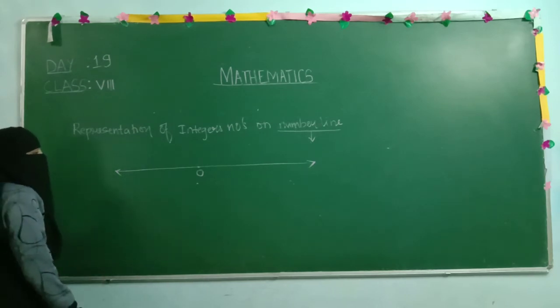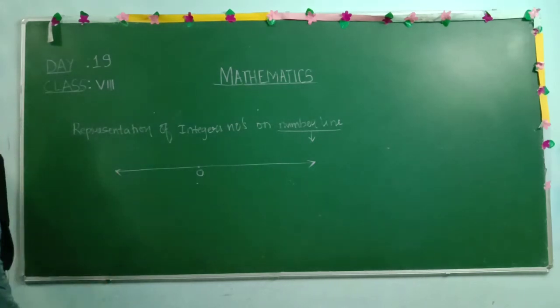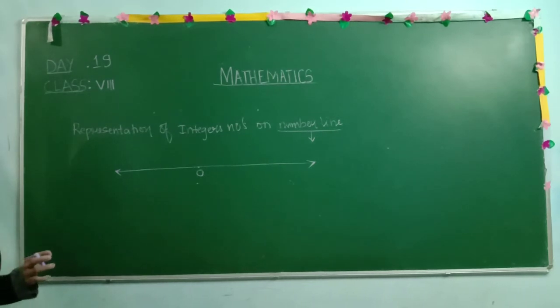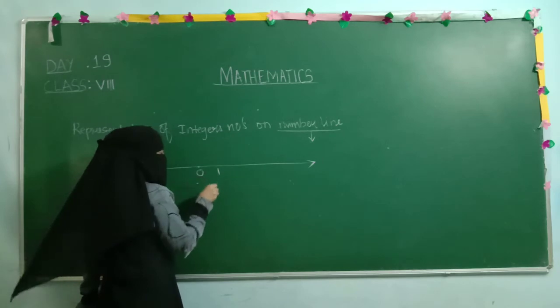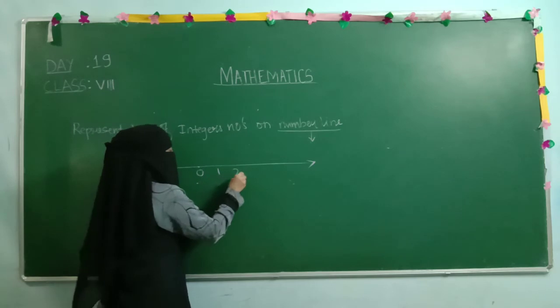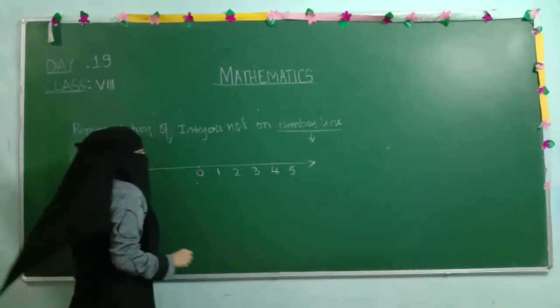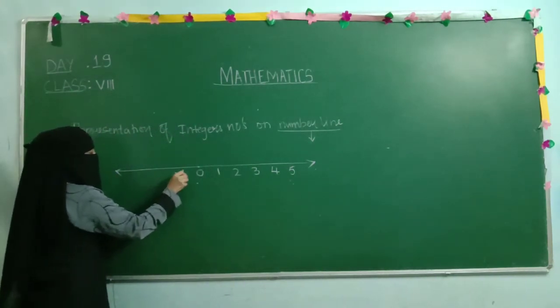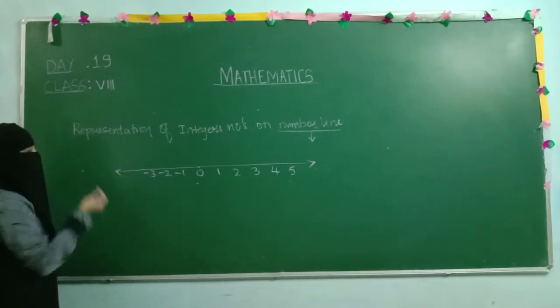So, on the right hand side of 0 we have all positive numbers, and on the left hand side of 0 we have all negative numbers. Positive numbers start from 1, 2, 3 and so on to infinity, and negative numbers on the left hand side are -1, -2, -3 and so on. Okay, so let's check. This is your 1. With equal distance we need to represent the numbers 1, 2, 3, 4, 5 and so on. On the left hand side also -1, -2, -3, -4 and so on.